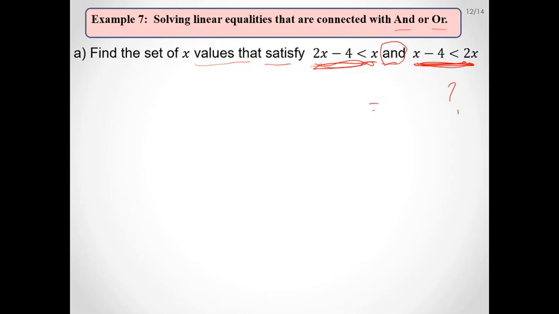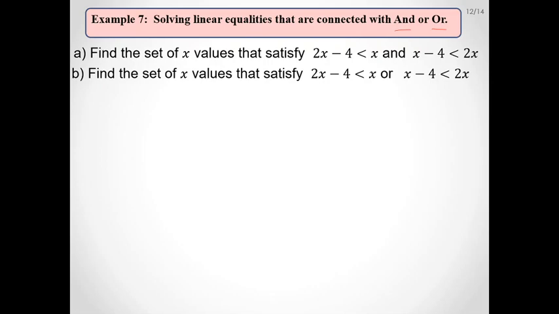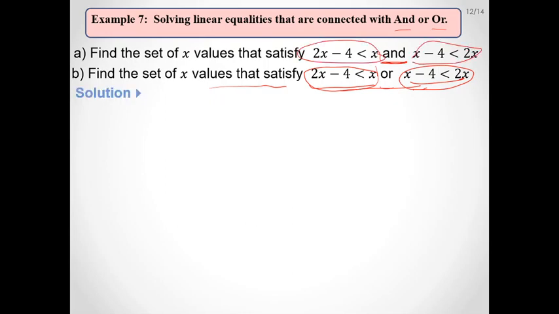So we want to find... and is making an extra condition here. It says it has to satisfy both inequalities at the same time. Look here, it says find the set of x values that satisfy this or this. This is a weak statement, so only this is enough, or only this is enough. But here it says and, meaning both have to be satisfied. So how do we find them?